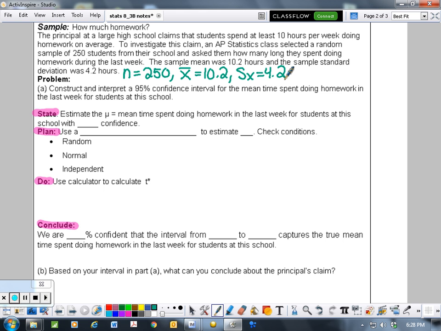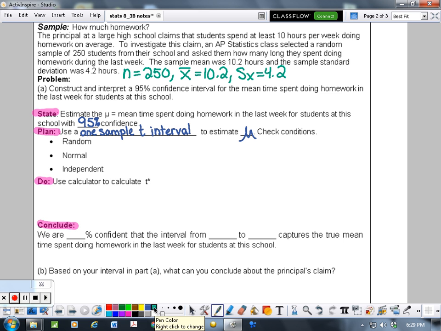So now we're going to estimate our mean time spent doing homework in the last week for students at this school with 95% confidence. We're going to use a one sample t interval, and t intervals are for means. And now we're going to check our conditions.